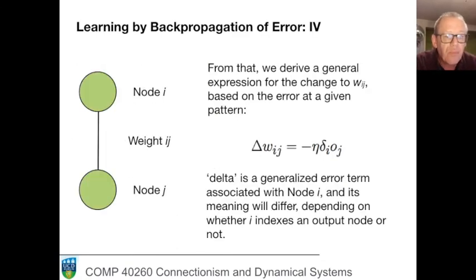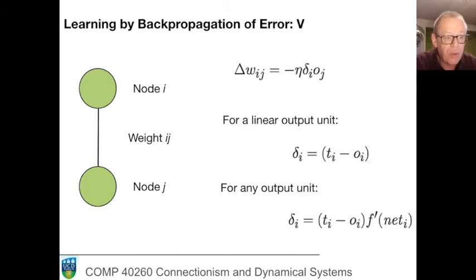Now, the delta term in the delta rule will look different depending on whether node I is an output node or a hidden unit. For the output nodes, this is fairly straightforward. If our output node is a linear output node, that is, if its activation function is the same as its net input, then that delta term will be nothing but the error. It's just the error. More generally, however, our output units will typically be nonlinear units with sigmoidal activation functions.